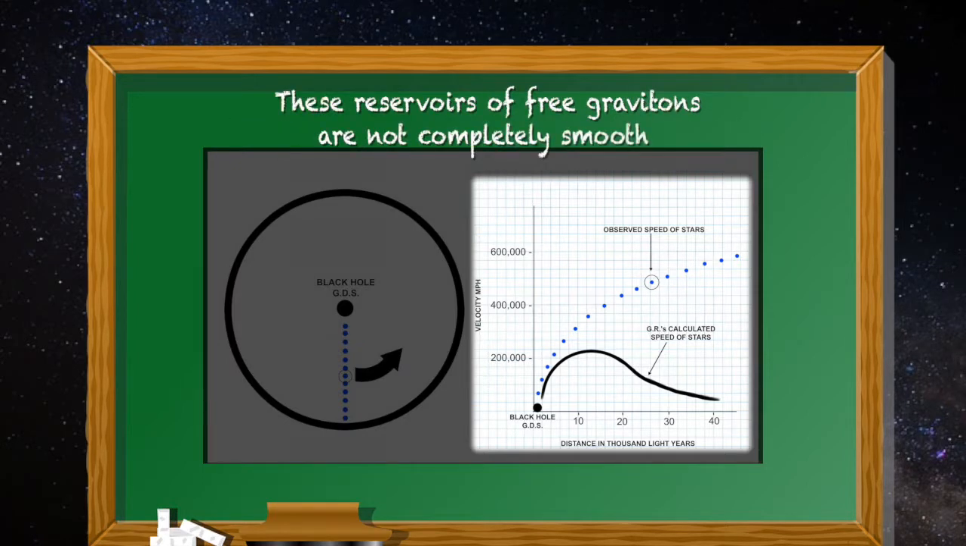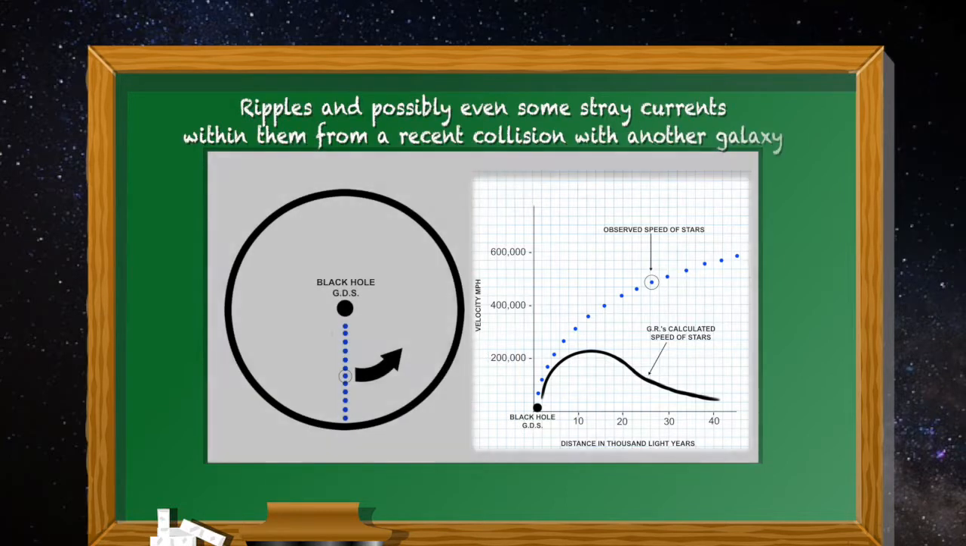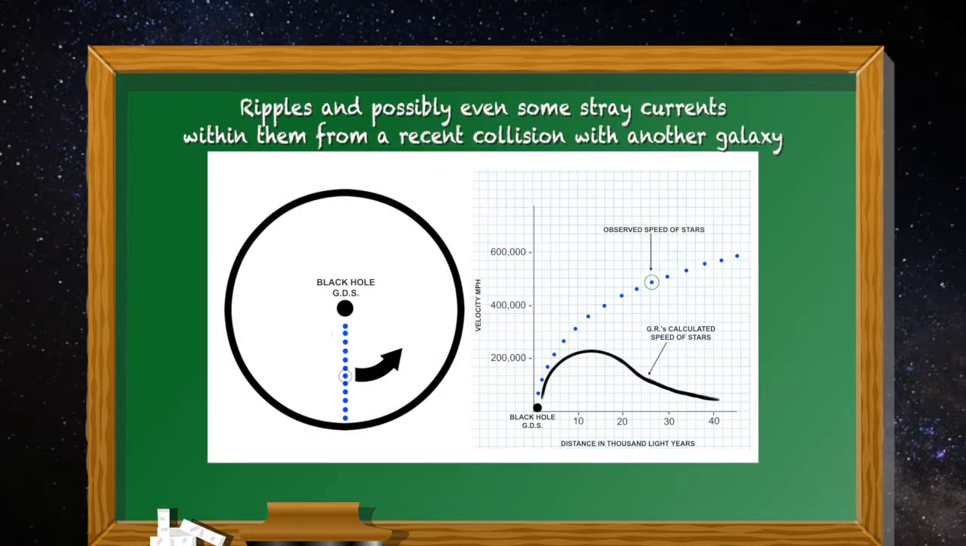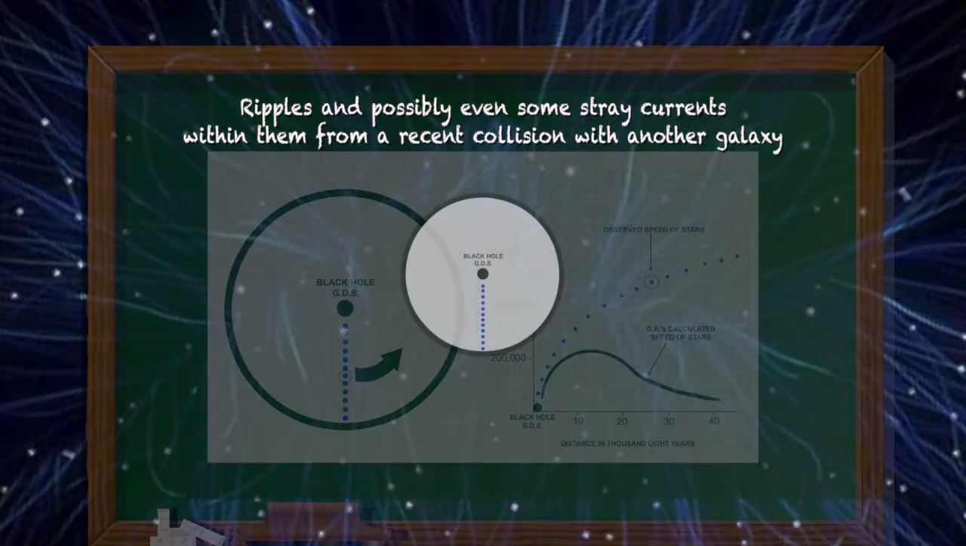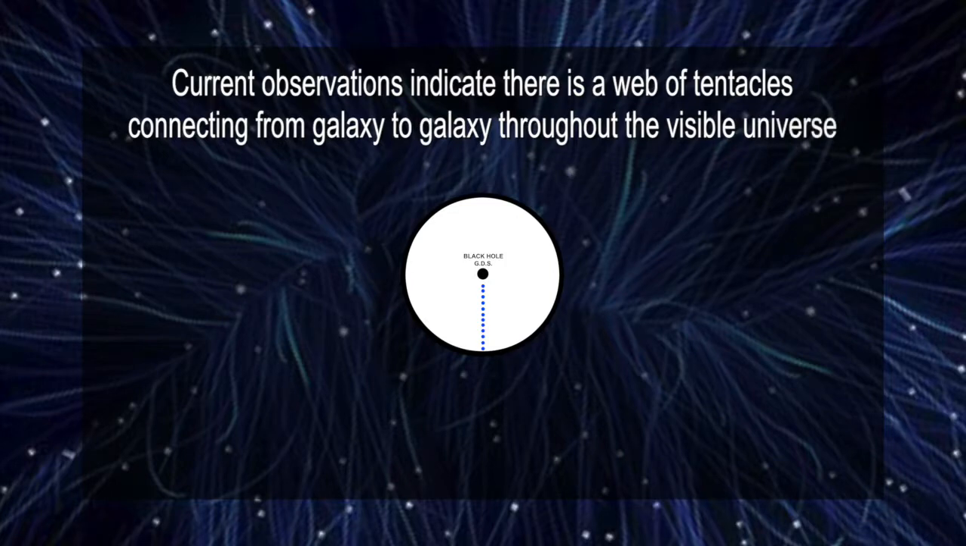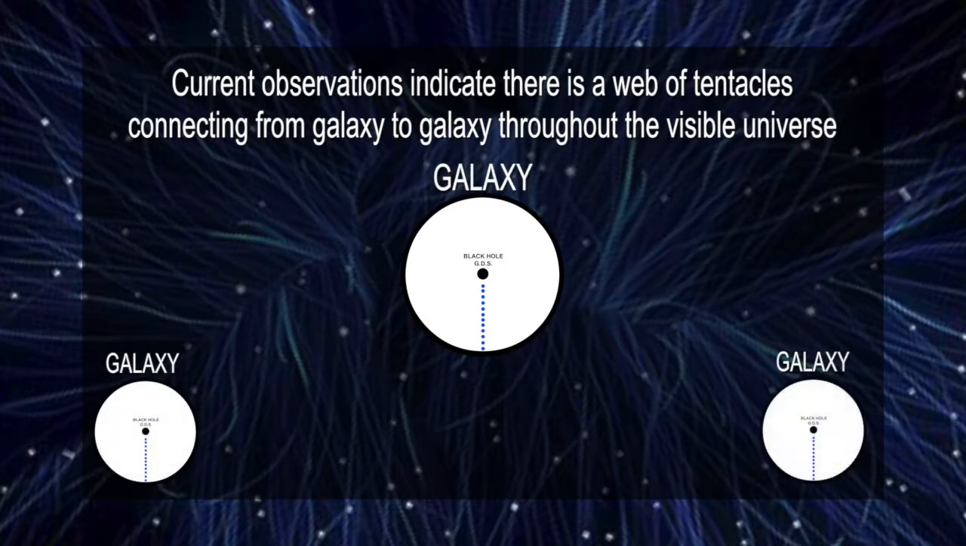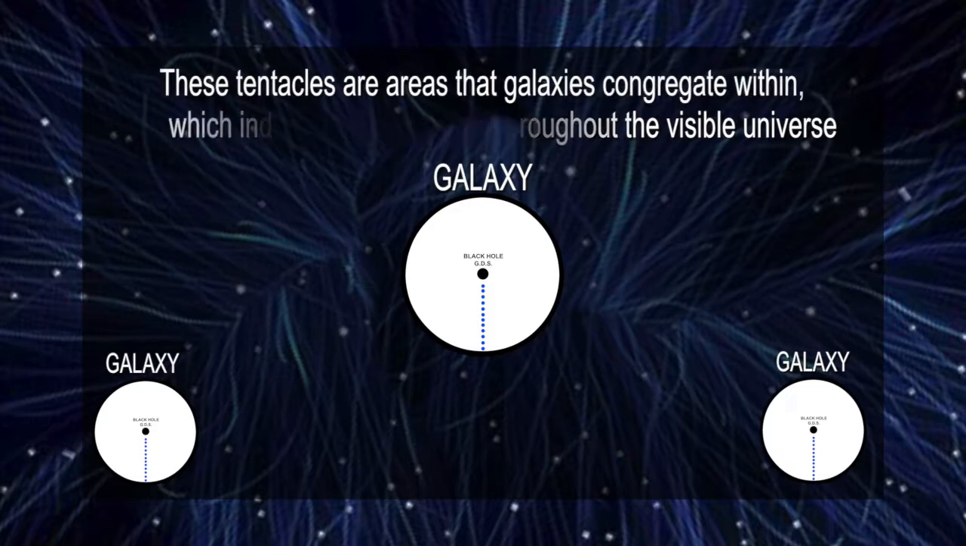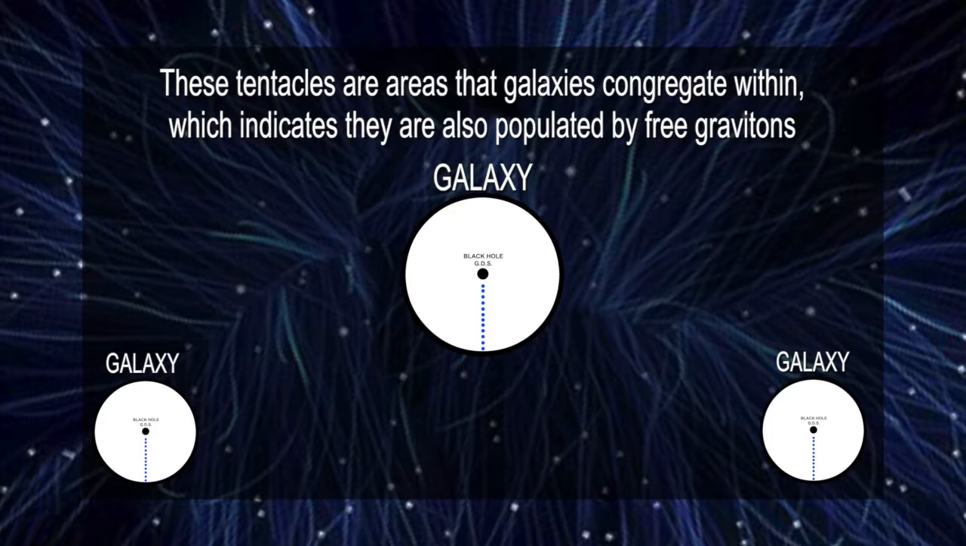These reservoirs of free gravitons are not completely smooth. They have ripples and possibly even some stray currents within them from a recent collision with another galaxy. Current observations indicate there is a web of tentacles connecting from galaxy to galaxy throughout the visible universe. These tentacles are areas that galaxies congregate within, which indicates they are also populated by free gravitons.